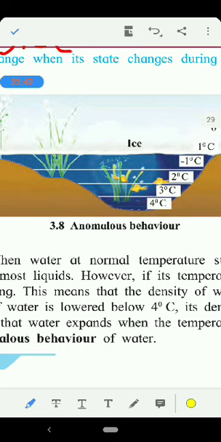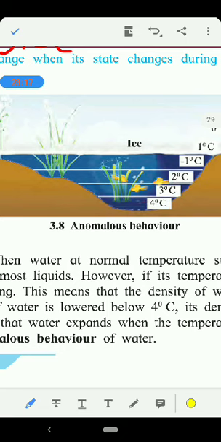Okay, see, when water at normal temperature starts cooling, its density increases like that of most liquids. Most liquids means, as I just told you, the ordinary condition. What happens with them when we start lowering the temperature? Their density will increase and the volume goes on decreasing. The same will happen with water as well. But what is the difference, or what is the peculiarity of this?